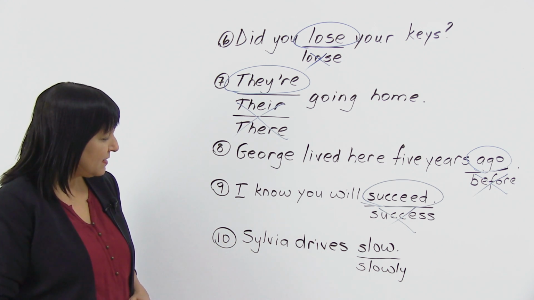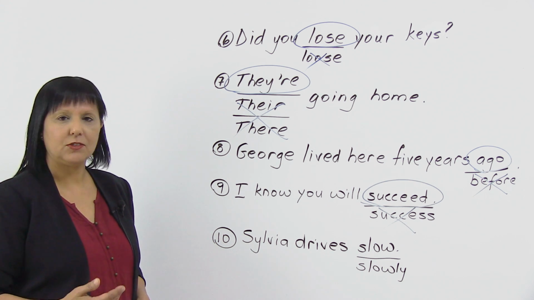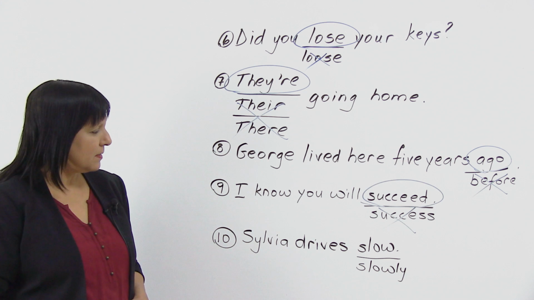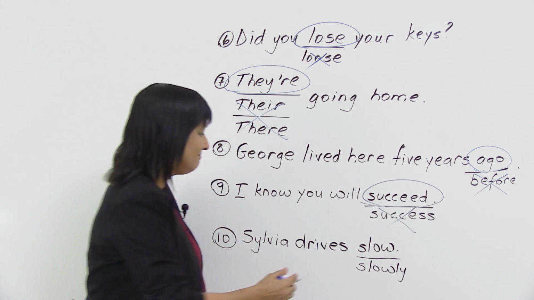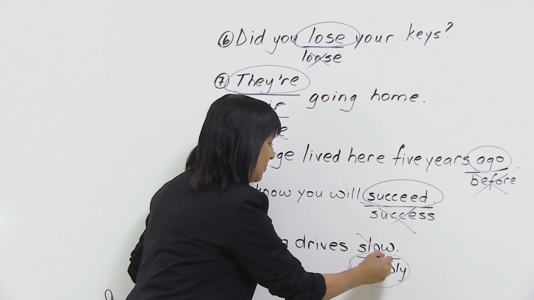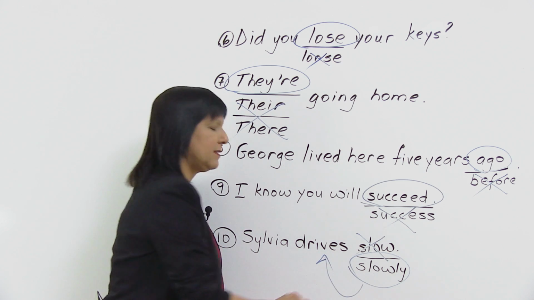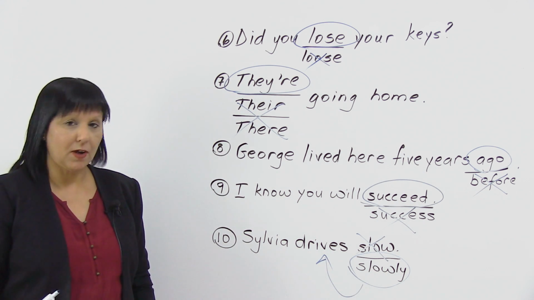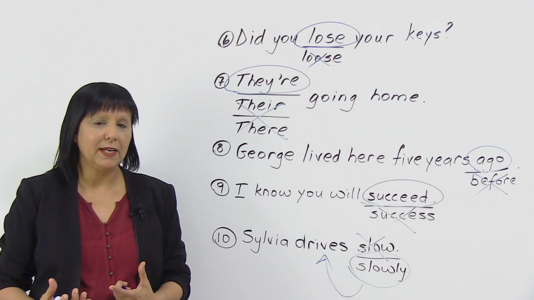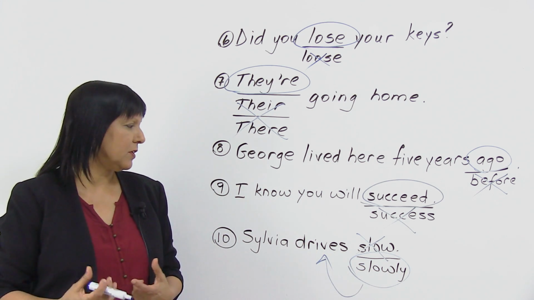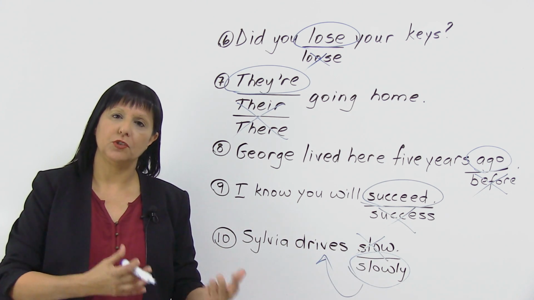And the last one, Sylvia drives slow, or Sylvia drives slowly. Which one is right, according to you? Okay, so again, what you're looking for is the adverb that describes how she drives. Okay, so slowly, most adverbs have an ly at the end. That's how we know that they're adverbs very often. And this is really an adjective, like she's a slow driver.